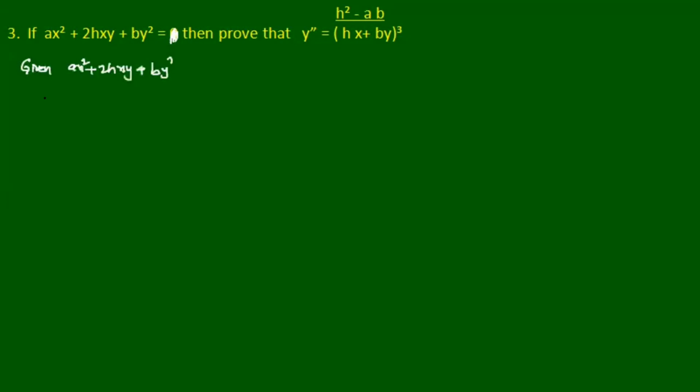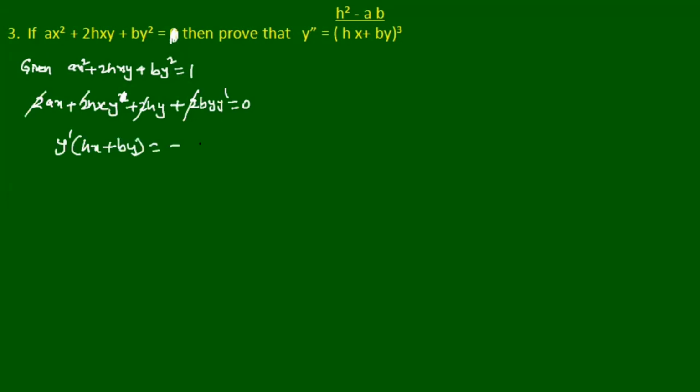Differentiating on both sides: 2ax, plus 2h x y dash plus 2hy, x derivative is 1, and then 2by y dash is equal to 0. You can cancel 2 throughout since it is equal to 0. So ax plus hy goes to that side. So y dash into hx plus by is equal to minus ax minus hy. So y dash is equal to minus ax minus hy by hx plus by.